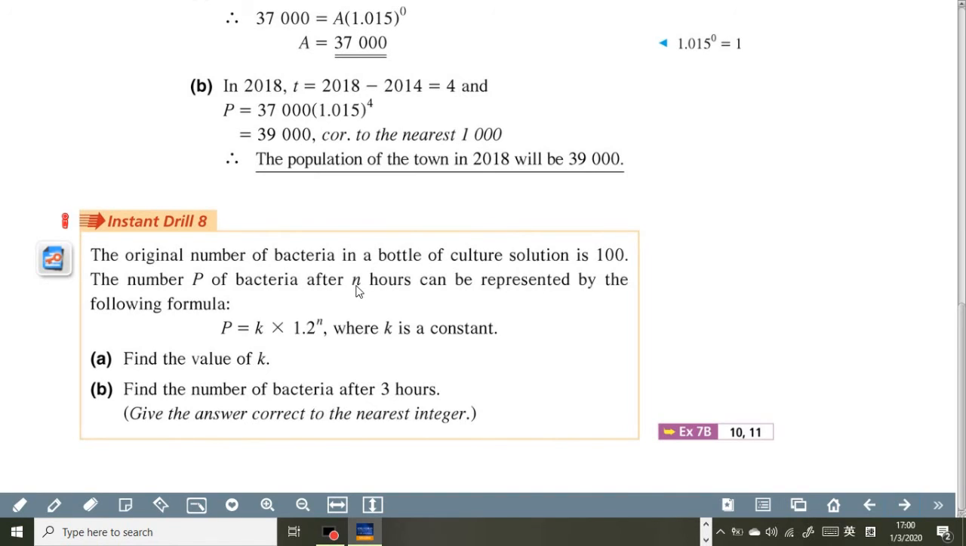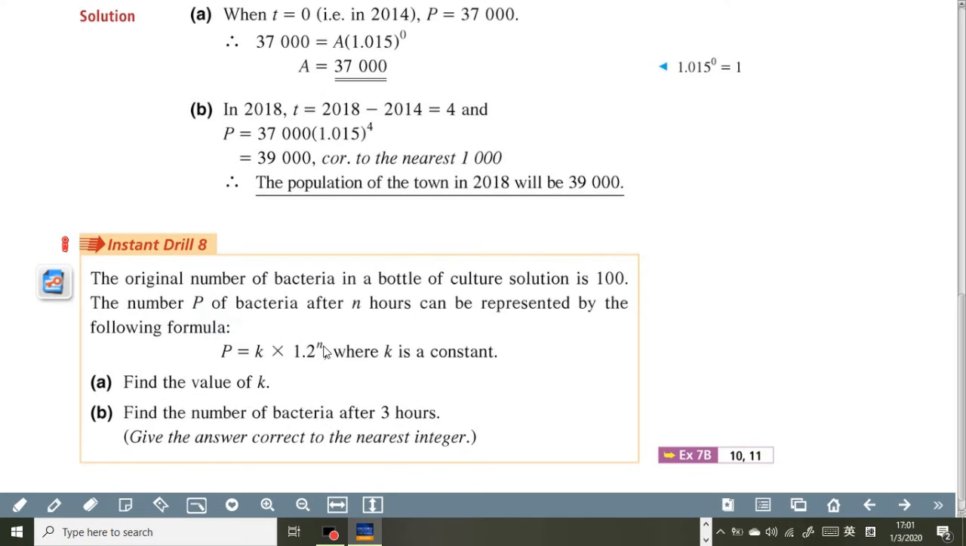So when n equals 0, it is the initial number of bacteria. That means p is equal to 100. So when you put 100 here and n equal to 0, you can calculate that k is equal to 100. After you put k equal to 100 back here, times 1.2 to the power n, because n is now 3, you will get p equal to 100 times 1.2 to the power 3, and you will get the answer here. It is 173.